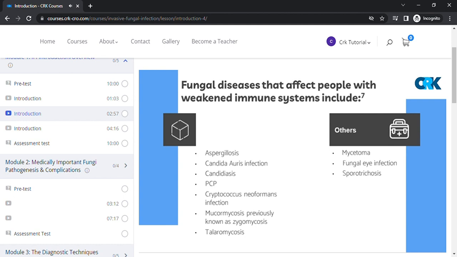There are also those that are opportunistic in nature and target those with a weak immune system. This includes aspergillosis, Candida auris, candidiasis, which is very common, Cryptococcus neoformans, and pneumocystis pneumonia.